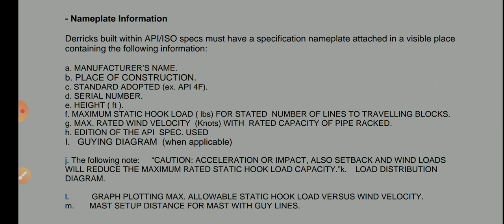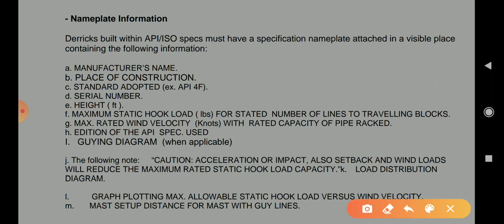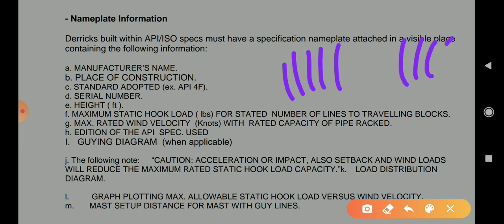A, the manufacturer's name, that means the company. B, the place of construction, where it is constructed. C, the standard adopted, that is API 4F, American Petroleum Institute 4F. Next are the serial number and height in feet, the maximum static hook load in pounds, and the number of lines to the traveling block. Generally we put six on one side and six on the other side, so both sides 12 lines.